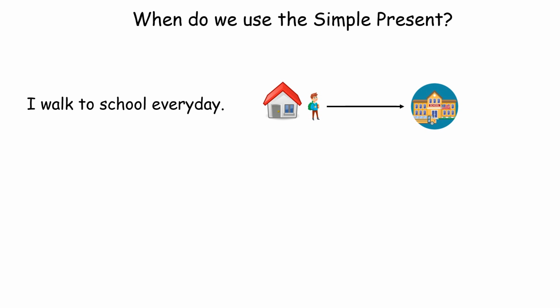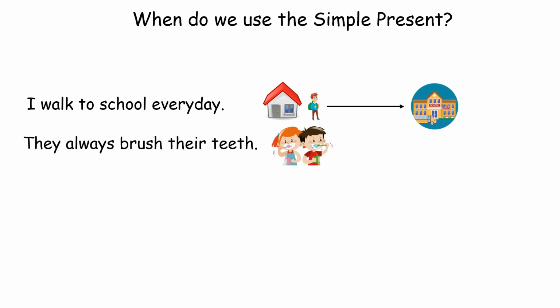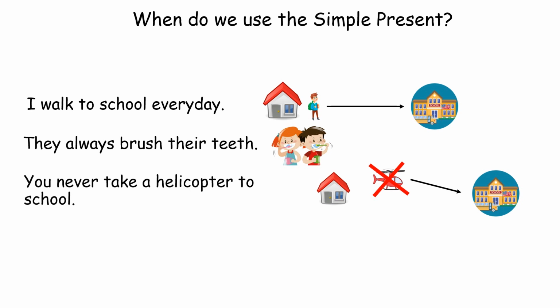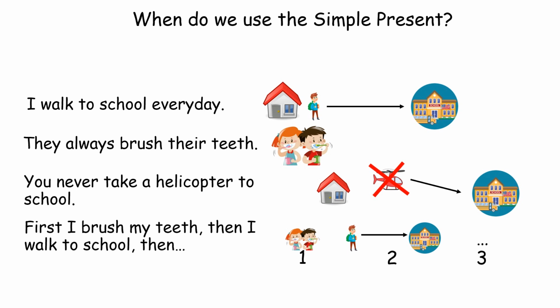Another good example for the use of the simple present is if somebody does something always. For example, they always brush their teeth. Or if somebody does something never, like you never take a helicopter to school. And finally, a good example is for a series of events. So first I brush my teeth, then I walk to school, and then I eat an apple, and then I eat another apple because apples just taste so good.